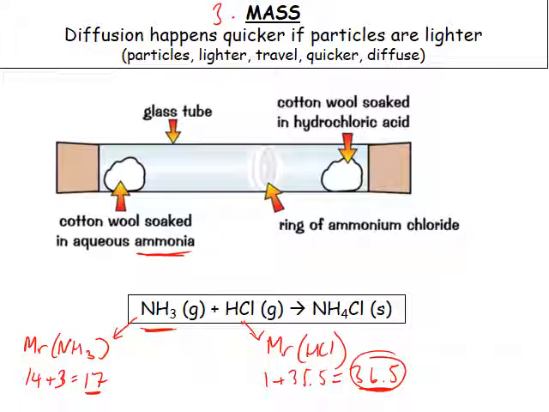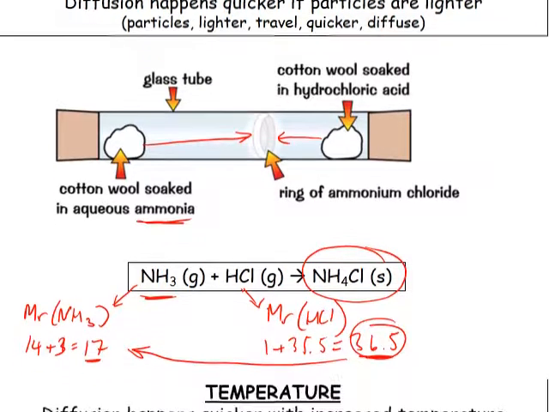Looking at our experiment here, we can see that the aqueous ammonia has moved quite a lot further than the hydrochloric acid. This experiment is useful because the product is a white solid, so the product is visible. This shows us the distance that both these particles have moved. And you can probably predict that because hydrochloric acid particles are twice as heavy as ammonia particles, they've moved roughly twice the distance.